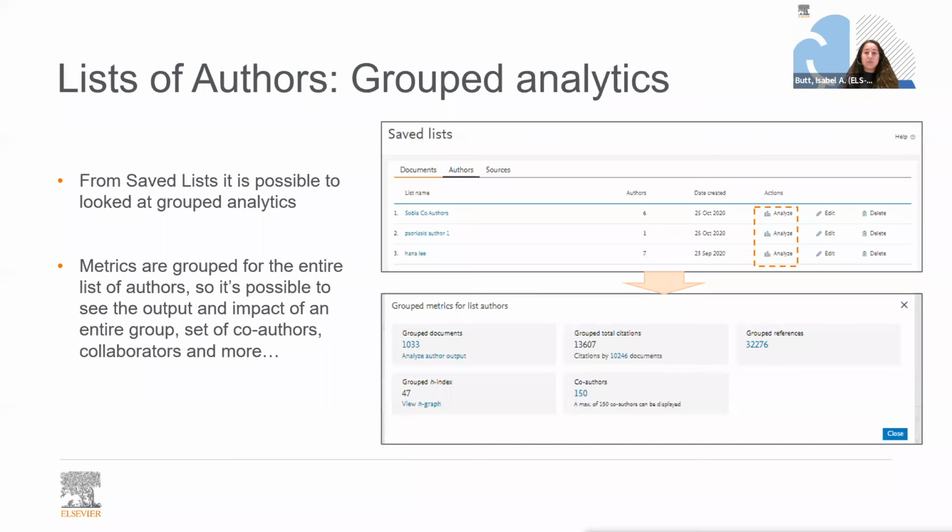Then, once you've made your list, you can actually have a look at grouped analytics. And this is a really cool element that we find users don't often make as much use of as they could. So you've found some authors, you've set up some alerts, then you've made some lists of the authors, and now you want to have a look at how they perform as a group. You can look at grouped analytics that group together metrics for the entire list of authors. So then you can have a look at the output or the impact of an entire group of authors and their co-authors. This can be quite a cool thing to do, to analyze a group of authors that work in a particular area.